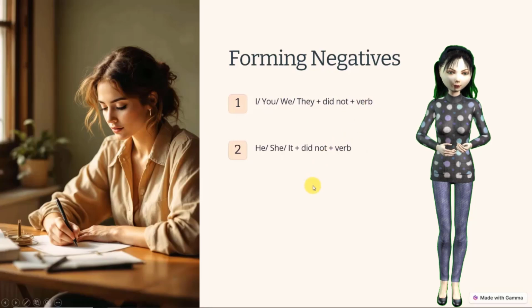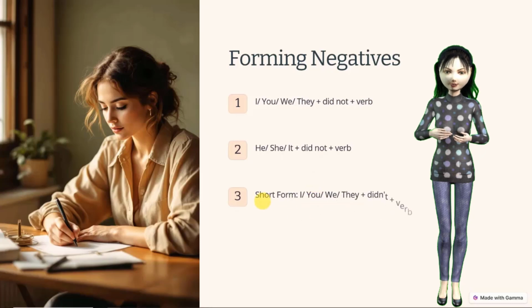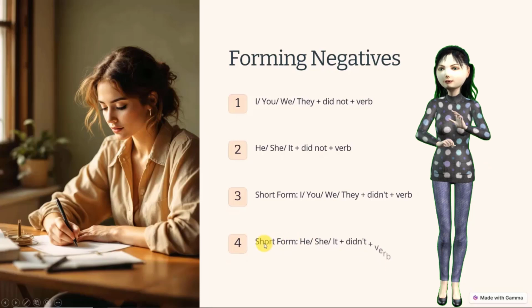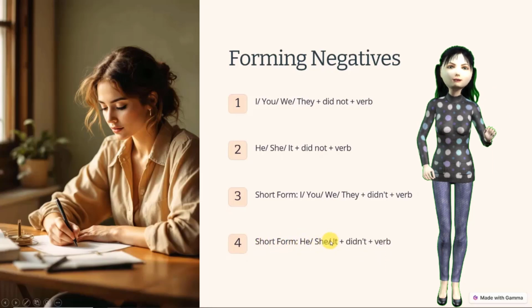Not bad. Let's have a look at the short form, of course. I, you, we, they, it didn't plus the verb. I've just given that to you just now. And of course, the short form of he, she, it: didn't work, or she didn't work, or he didn't go, or whatever the case might be. Okay, guys, that's basically forming the negatives.